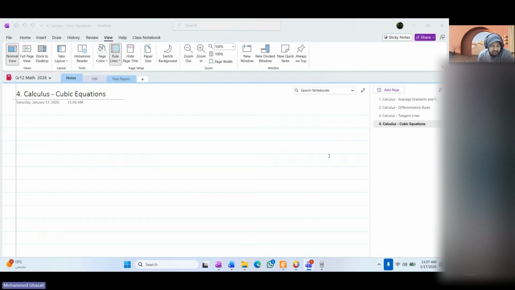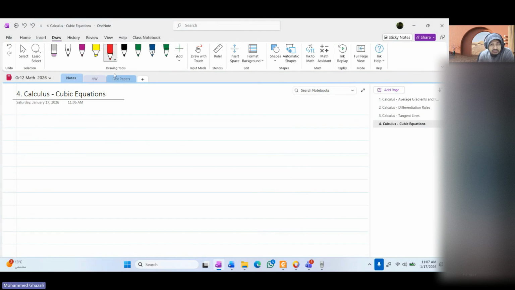Cubic equations and finding cubic equations, which is a subtopic of calculus, still under calculus, and this is our fourth lesson. So what is a cubic equation? We're looking at cubic functions, right? We're studying cubic functions, sketching cubic graphs. Right, so what's a cubic function?